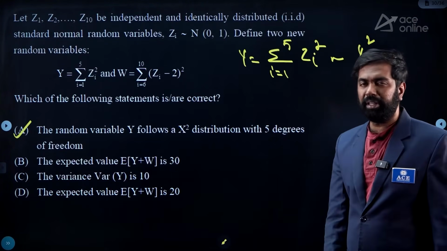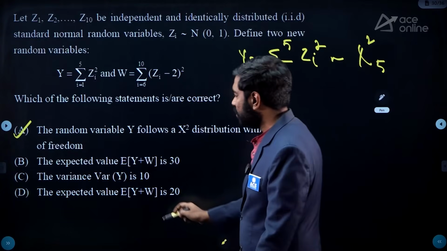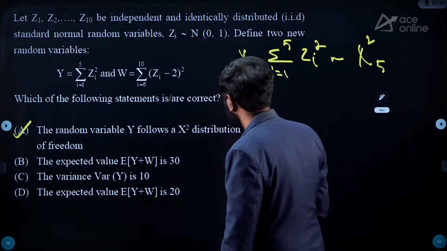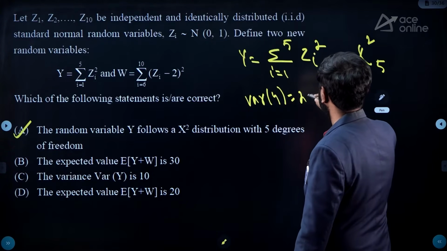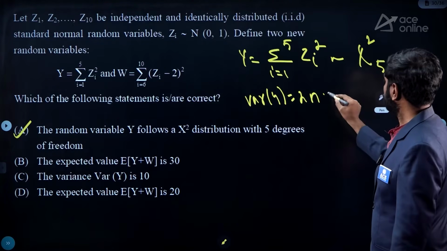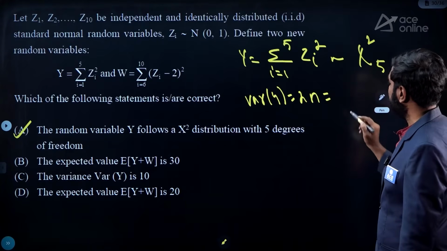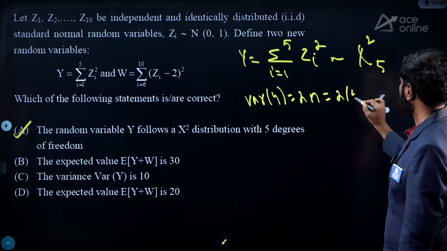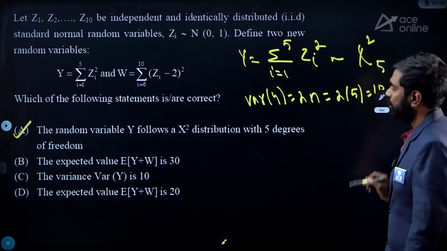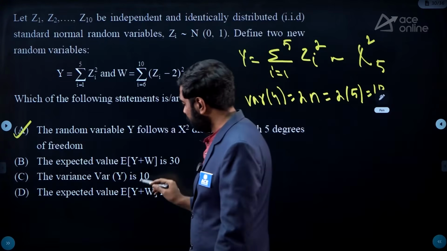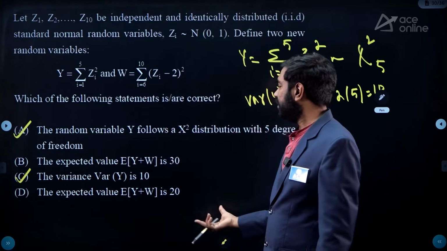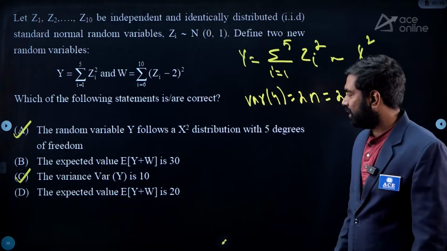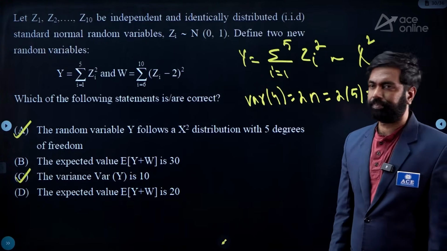We need to examine that. The variance of y is 10. The variance of a chi-square random variable is twice the degrees of freedom. So here 5 random variables are in the discussion. So it's 2 into 5, which is 10. The variance of chi-square random variable is 2n. Yes, this is correct. Now option B says expected value is 30. Option D says expected value is 20.